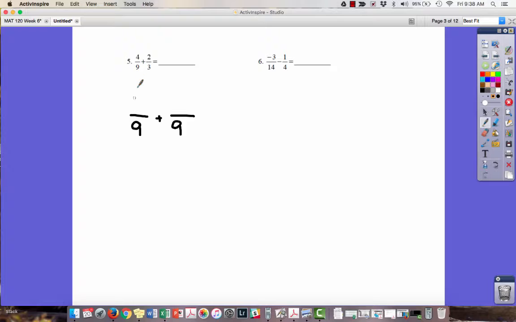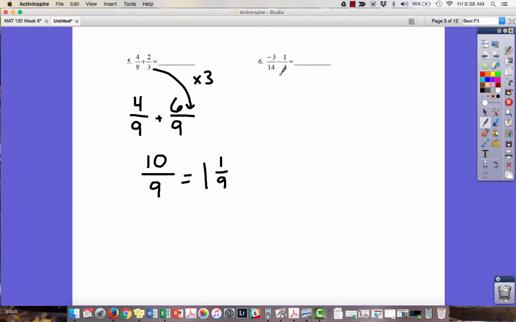Well, this is already in ninths, so I can just copy that one because it's 4 ninths. To get from 3 to 9, I multiply by 3, so I'm going to do the same thing to the top because whatever you do to the bottom, you have to do the same thing to the top. So then I'm going to say, okay, well, 2 times 3, and that's going to be 6. And then as I add things, if I have 9 on the bottom, 4 plus 6 is 10. Well, that's the same thing as 1 and 1/9.